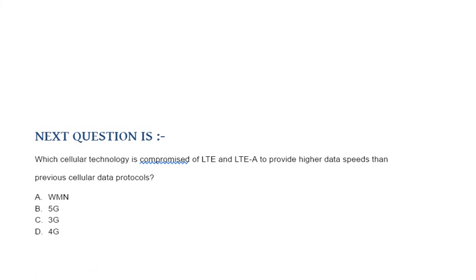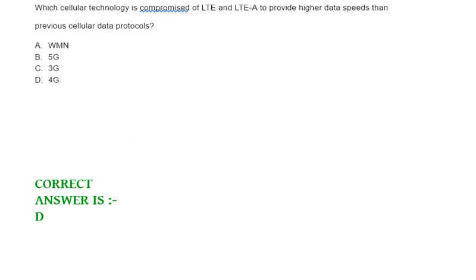Next question is which cellular technology is comprised of LTE and LTE-A to provide higher data speeds than previous cellular data protocols? Option A WMN. Option B 5G. Option C 3G. Option D 4G. Correct answer is option D.